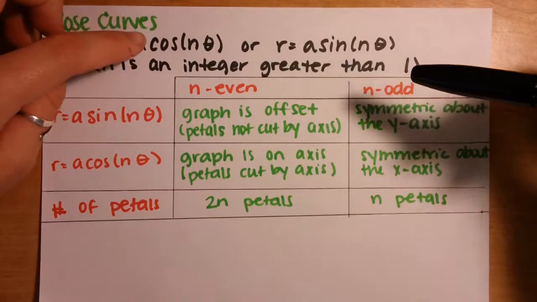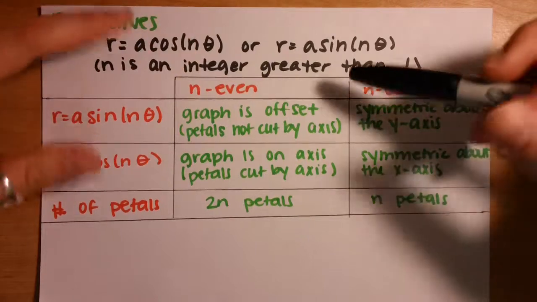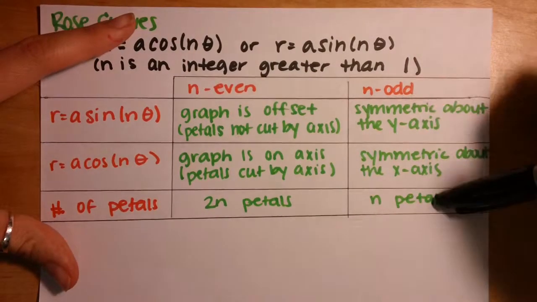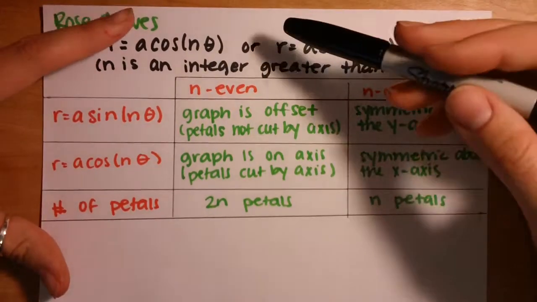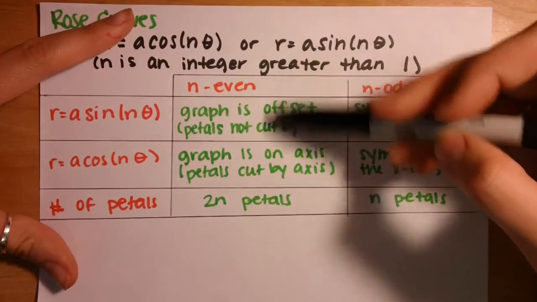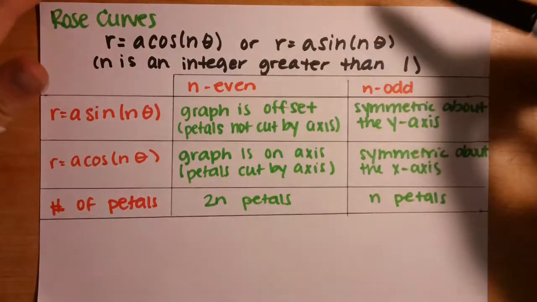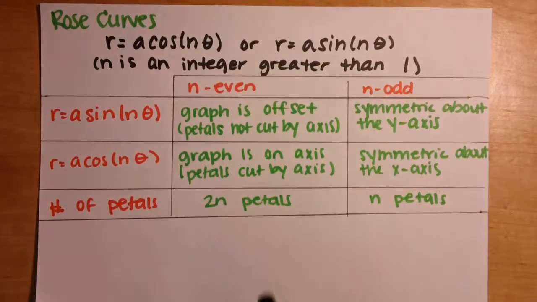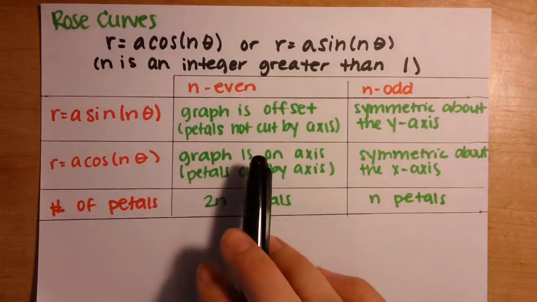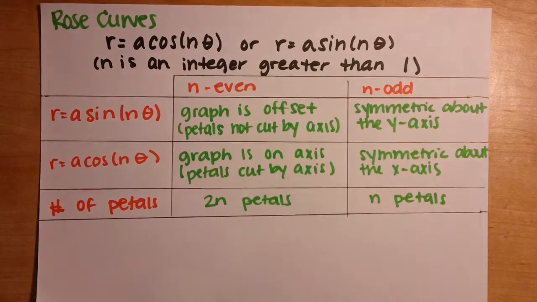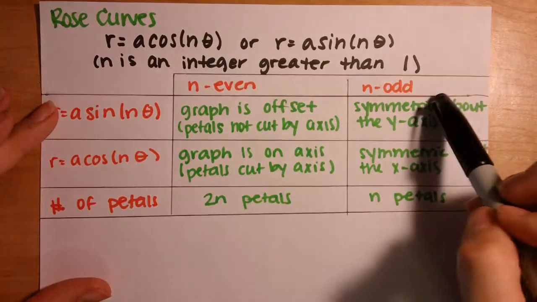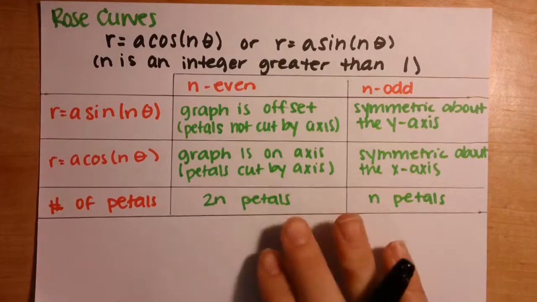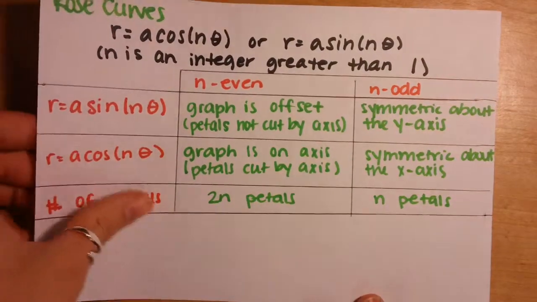So if you have a cosine 3 theta, n is odd, so you'll have 3 petals. If you have a cosine 2 theta, n is even, so you'll have 4 petals. Okay? So you want to be able to look at your function, look at the graph of it, whether it's even or odd, and tell me what the graph looks like. So we'll look at an example.